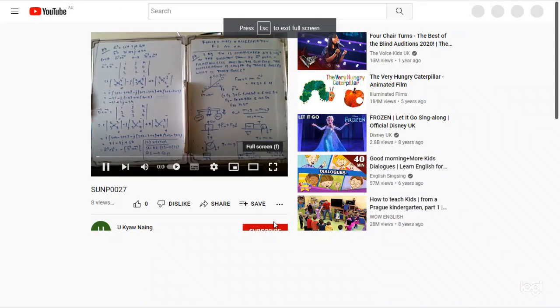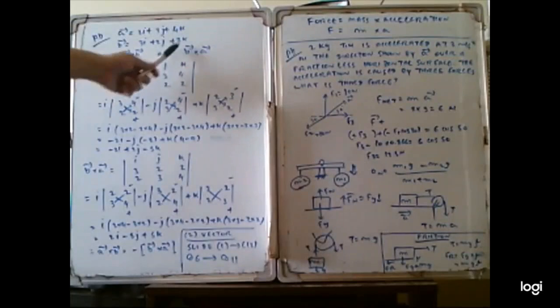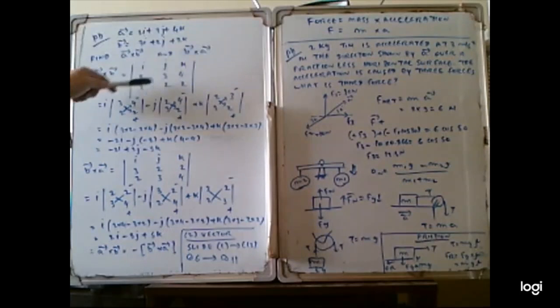So vector A is 2i plus 3j plus 4k, and vector B is 3i plus 2j plus 2k. We have to find A cross B and B cross A. Firstly, we write down A cross B with i, j, k, then A's components 2, 3, 4, and B's components 3, 2, 2.